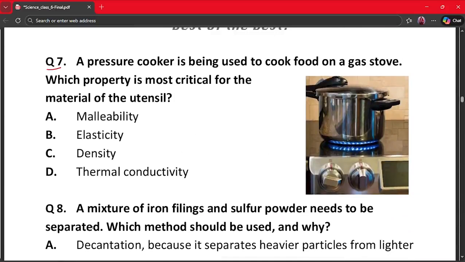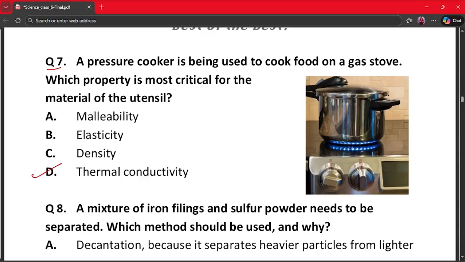A pressure cooker is being used to cook food on a gas stove. Which property is most critical for the material of the utensil? A. Malleability, B. Elasticity, C. Density, and D. Thermal conductivity. The correct answer is option D, because a pressure cooker must transfer heat efficiently.